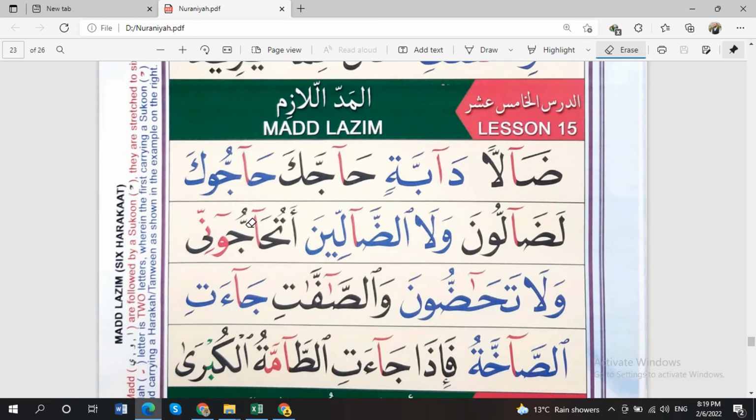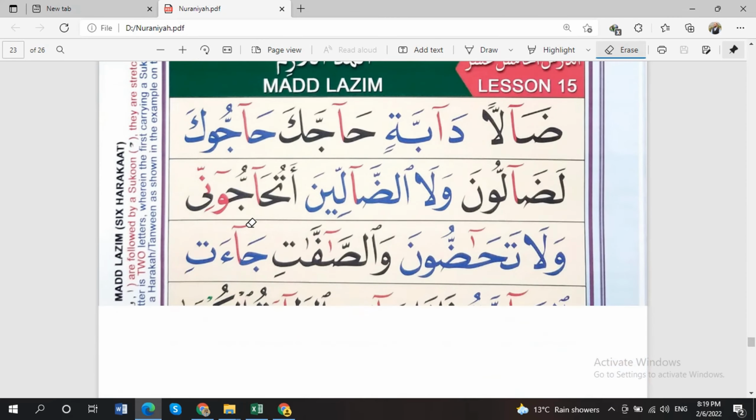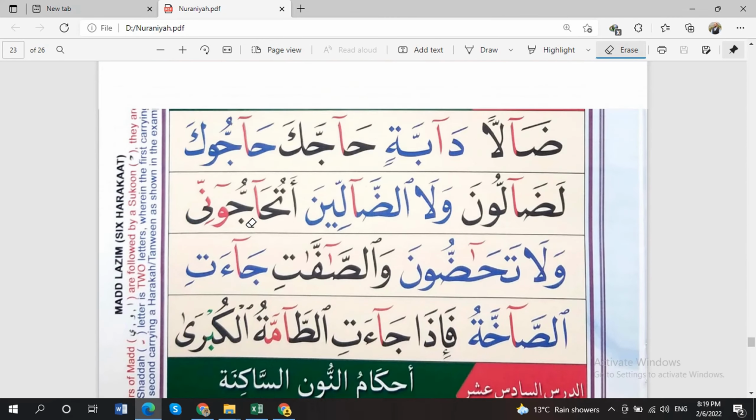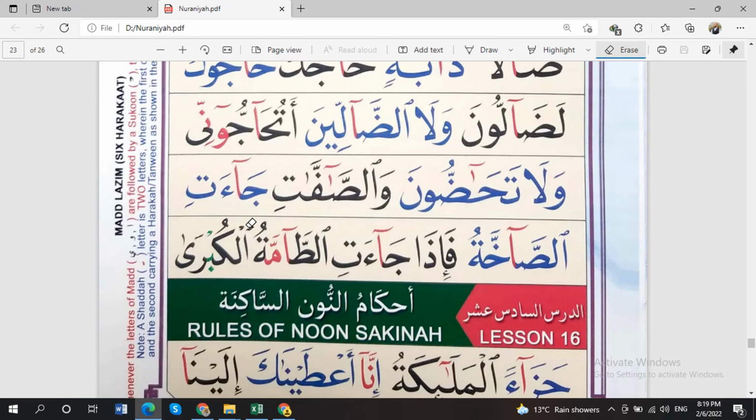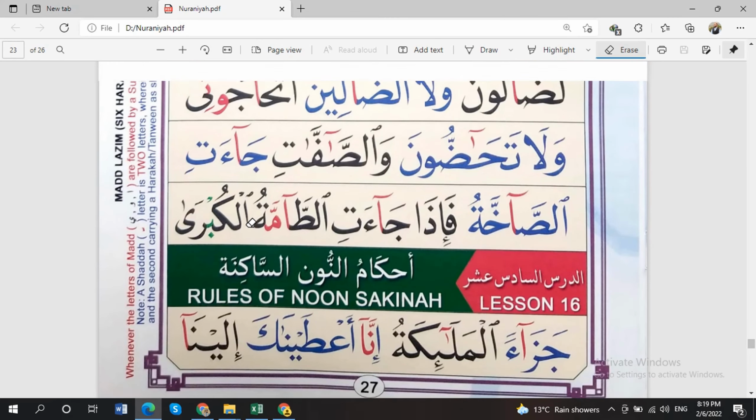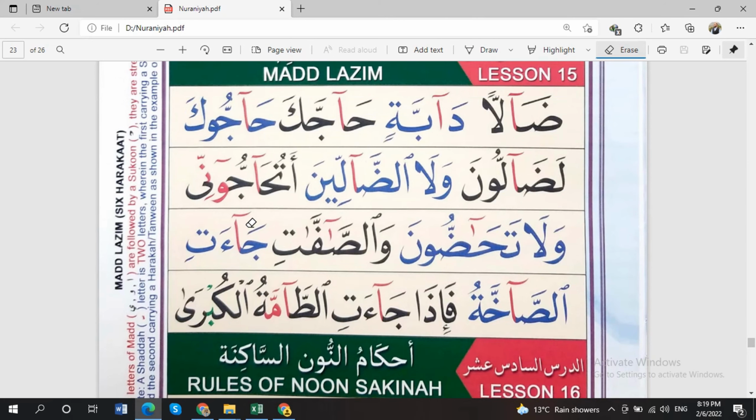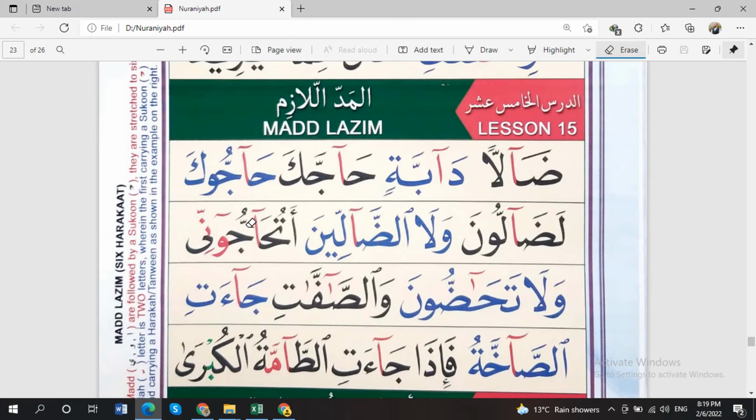And that was our lesson 15. And inshallah ta'ala, lesson 16 is going to be our last lesson, and in it, inshallah, we're going to learn the rules of Noon Sukoon, Noon Sakina. That's it. That was Maddah Lazim.